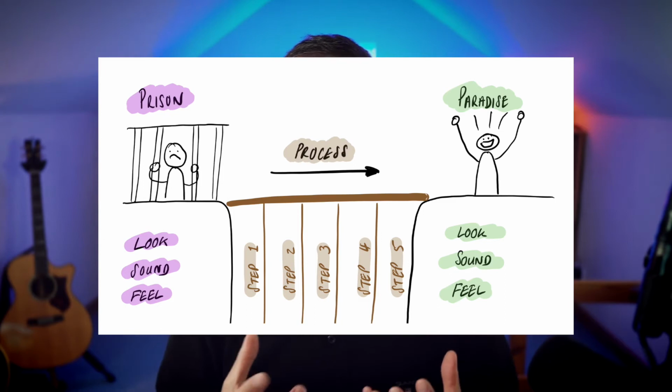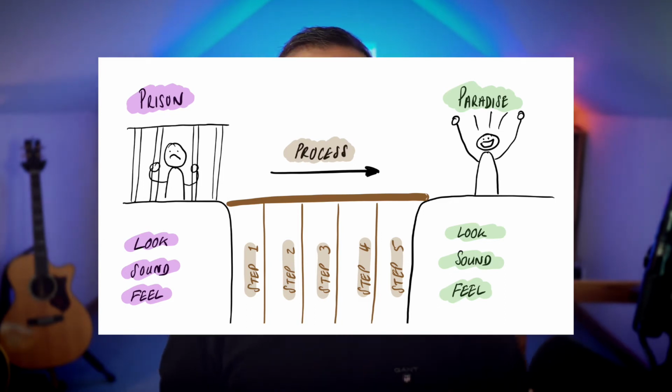Once you understand the prison state, what does it look like? What does it sound like? What does it feel like? What am I thinking in this prison state? What am I saying? What am I doing? What do I believe is true for me? What do I think will make a difference?